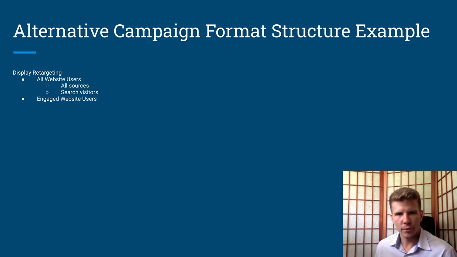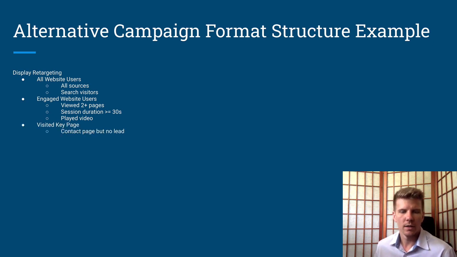So you can lump those differently than direct, email, and social. Engaged website users: viewed 2+ pages, session duration greater than or equal to 30 seconds, played a video, etc. You can retarget a different ad group based off of that info. They're engaged rather than they just visited, so it's slightly more intent. Visited a key page, like the contact page, but no lead. So they went to the contact page and didn't submit a lead. That is even higher intent because they showed some sort of interest in actually taking action, but something turned them away in that moment.